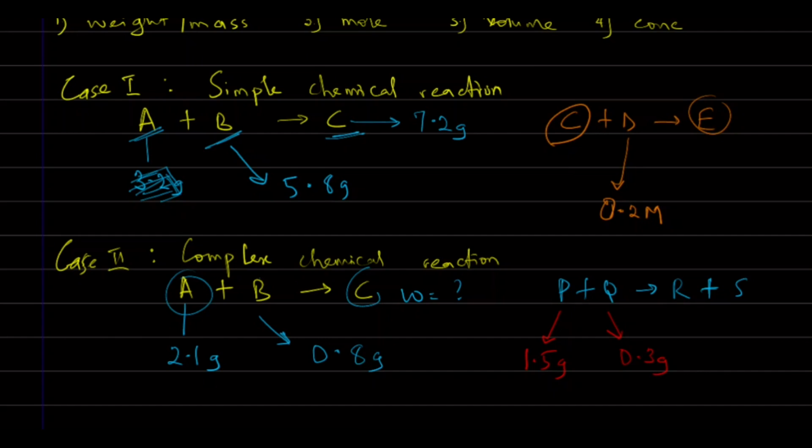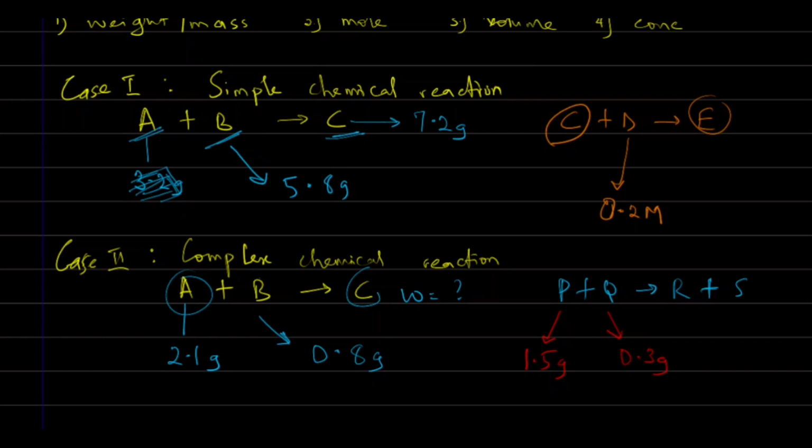So in this case, we cannot just pick reactant P and use it to compare with one of the products, either R or S. And we cannot just use Q to compare with R or S. Before we can do a complex chemical reaction calculation, the first thing is to know the limiting reactant. That is all about stoichiometry.